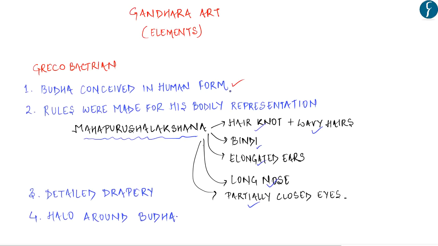Now, moving on to the second Greco element of Gandhar art: the formulation of 32 rules for carving out an image or sculpture of Buddha.